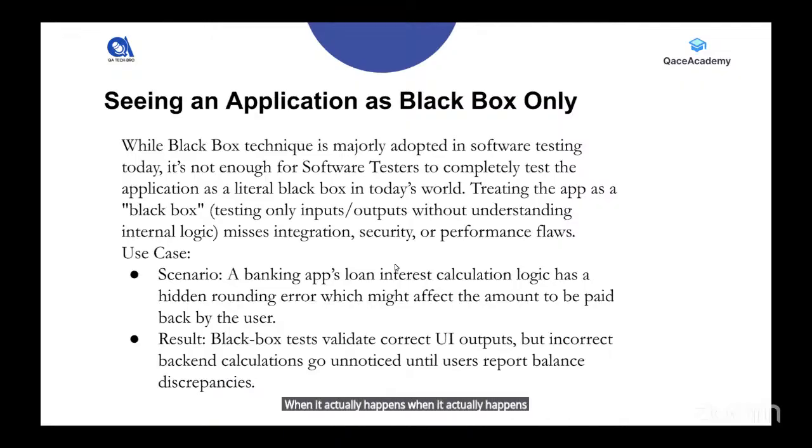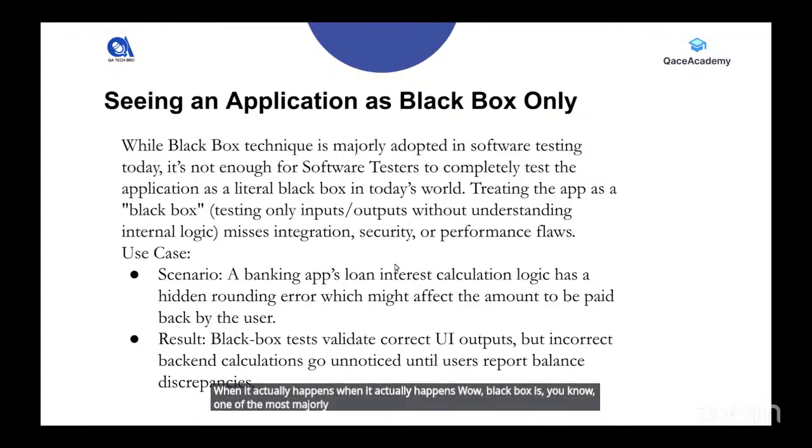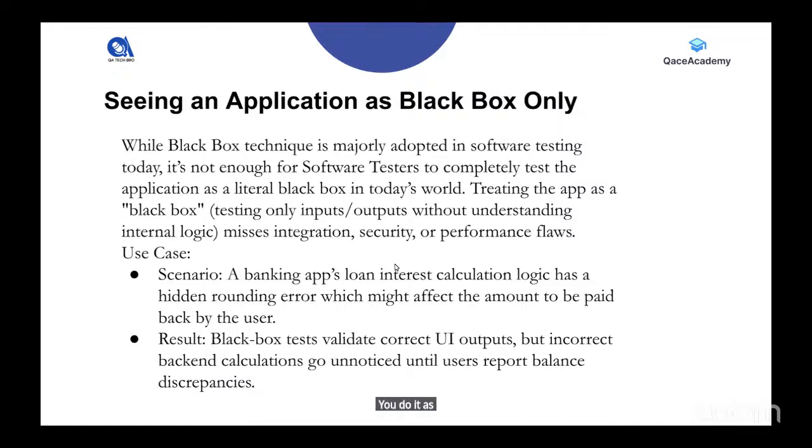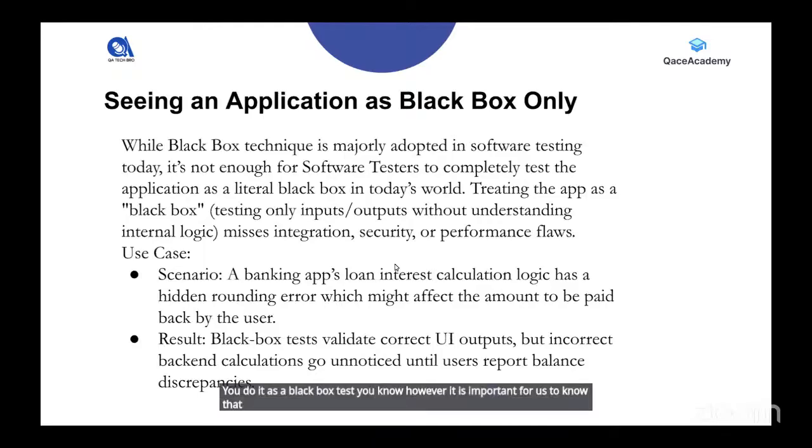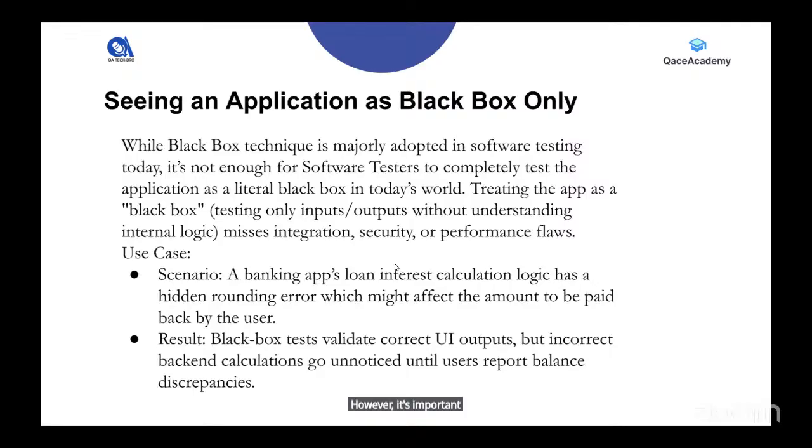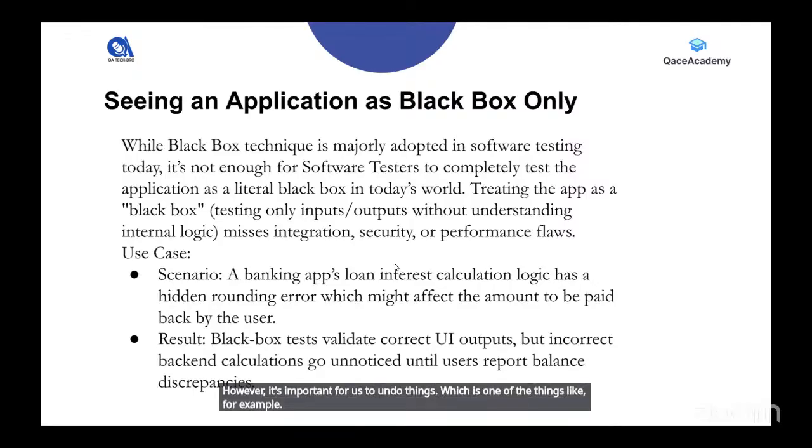So while black box is one of the most widely accepted processes, and when you're doing manual testing, in most cases you do it as a black box test, it is important for us to know that whatever test you are doing has to have some form of hybrid to it. Yes, I don't write C#, I don't write Java, I don't write Python. I'm probably writing JavaScript that I use in automating.